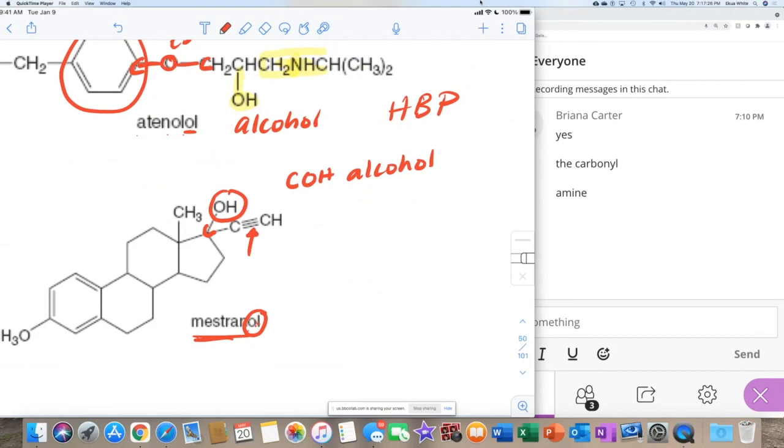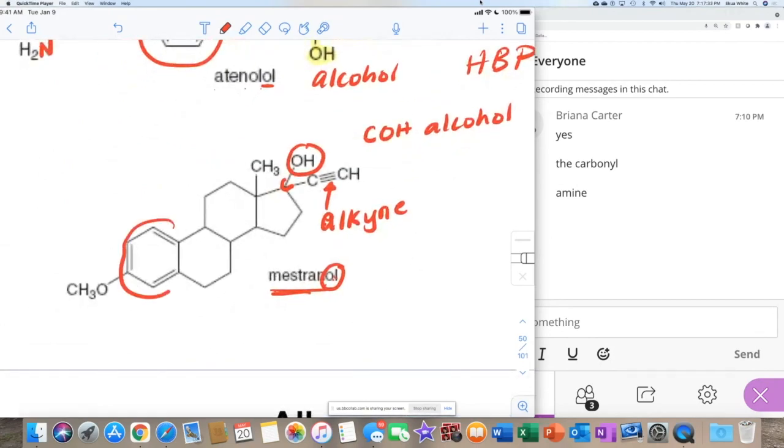Triple bond, alkyne. And then we see that ring again, benzene ring. These things have a lot of chemicals in them, right? That's why they have all those strange side effects.